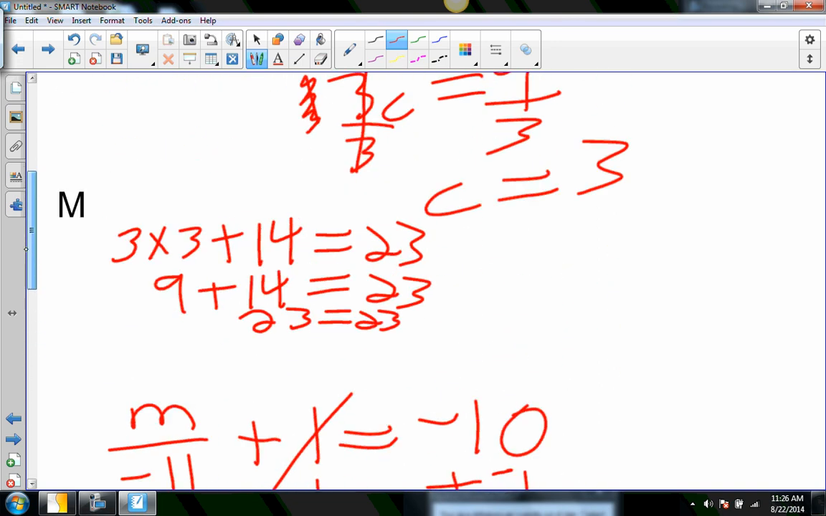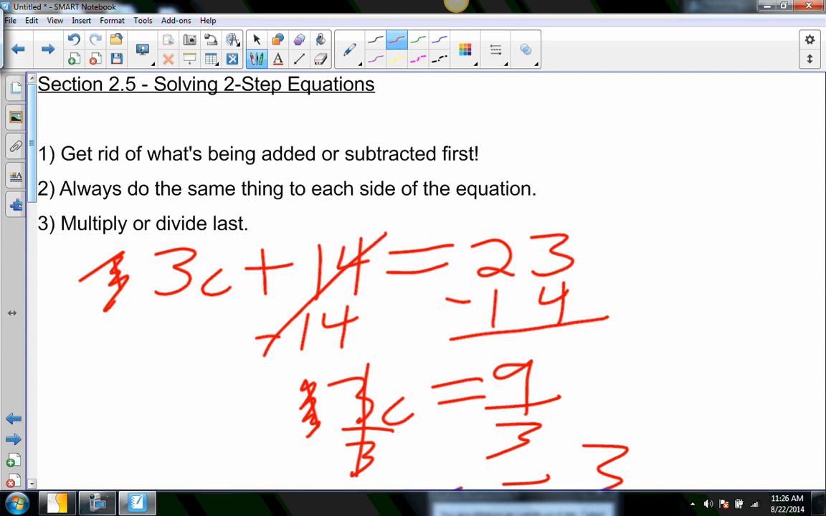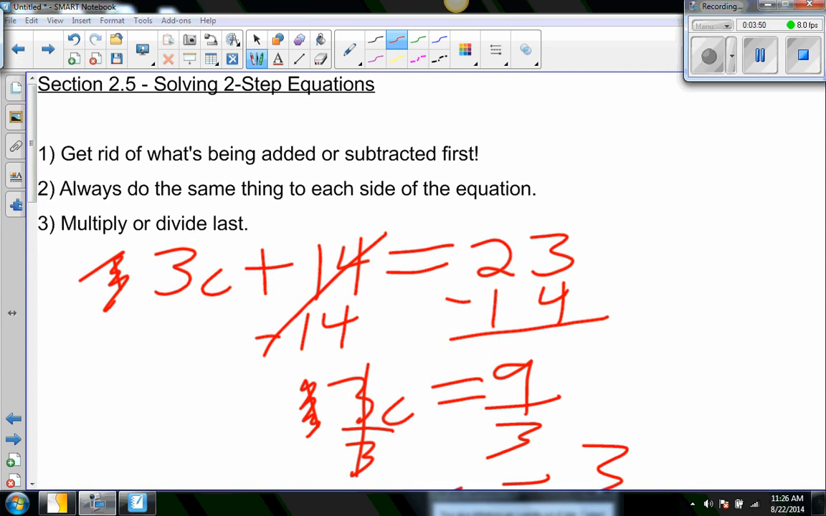So we're really just continuing on with what we did yesterday. We're just not using number sense today. We're doing it the way that we really should be doing it. Okay? Not using number sense, but using the rules and the steps that we've learned.